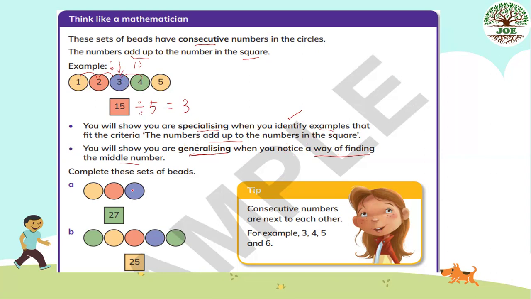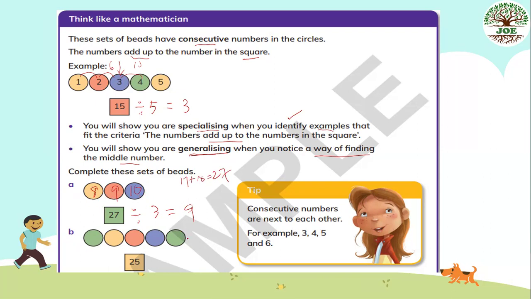Okay, complete these sets of beads. They are 2 parts, A and B. A has 3 beads, B has 5 beads. The add-up number is 27, so we divide this by the number of beads, 3. 3 times 9 is 27, so our middle number is 9, before 9 is 8, and after is 10. Let's check if this is 27. 8 plus 9 is 17, and 10, this is 27. Okay, our numbers are correct.